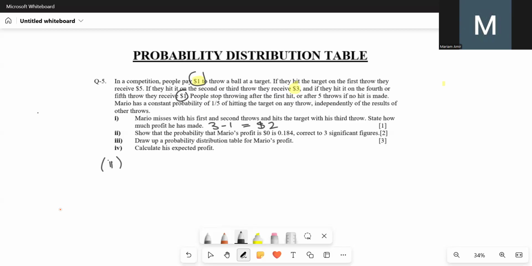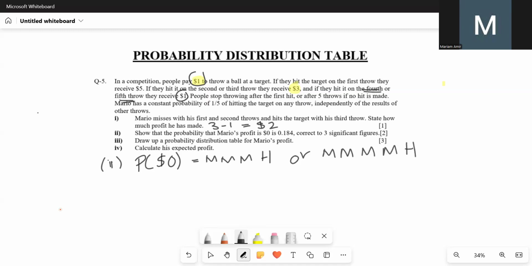So the probability of profit being $0 happens when he either hits the target on the fifth throw or the fourth throw, because both of the times he gets $1 as a reward. Hence, the profit is zero. So that means that he hits it on the fourth throw means miss, miss, miss, and hit, or miss, miss, miss, miss, and the fifth one is the hit.